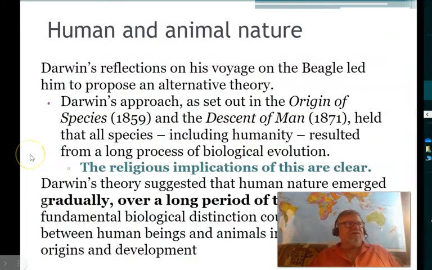So that was the journey of the HMS Beagle, which led to the famous book Origin of the Species in 1859, and then again he wrote in 1871 The Descent of Man, which held that all species, including humanity, resulted from a long process of biological evolution. Of course, this has clear religious implications. It brings into question or challenges a literal interpretation of the first 11 chapters of Genesis. Darwin's theory suggested that human nature emerged gradually over a long period of time, and that no fundamental biological distinction could be drawn between human beings and animals in terms of their origins and development.